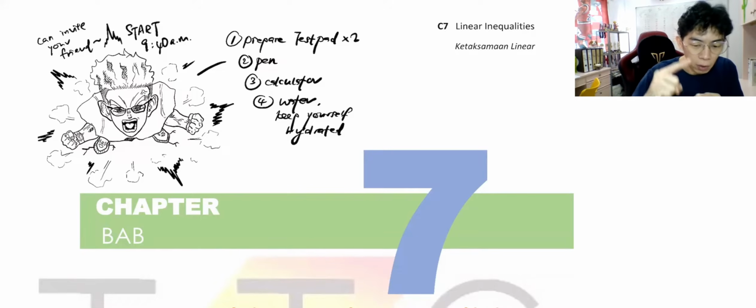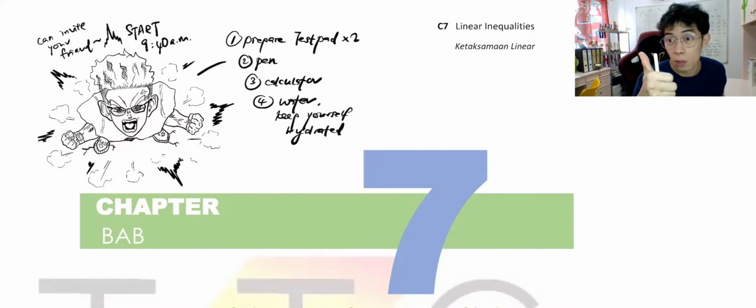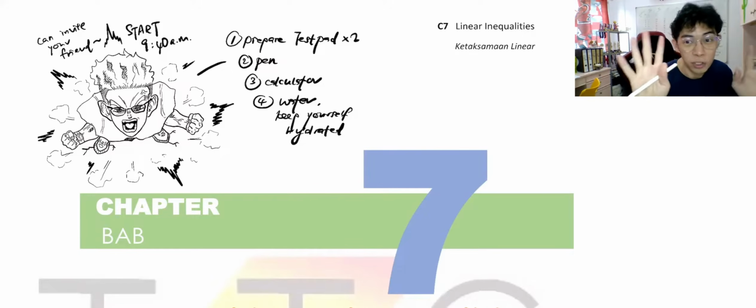Vertically opposite angle, alternate angle, corresponding angle, interior angle, exterior angle, complementary angle, supplementary angle, conjugate angle, acute angle, right angle, obtuse angle, straight line angle, reflex angle, one whole circle. Okay, adjacent angle, and there are a few more.